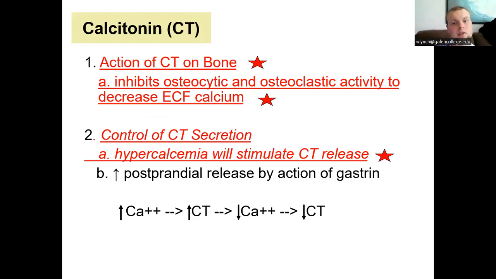Also, if we have an increase in postprandial release by action of gastrin, which means an increase in calcium release by gastrin. So if we increase calcium, we're going to increase calcitonin. If we decrease calcium, we're going to decrease calcitonin.